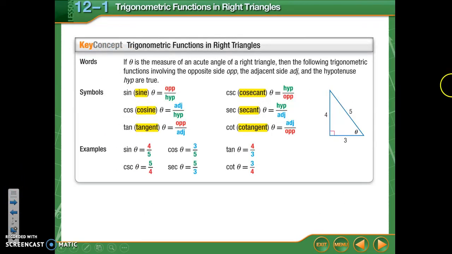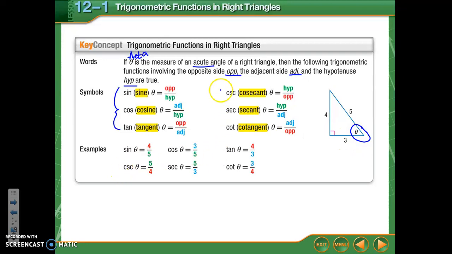All right, trig functions. You mostly learned about these three trig functions last year. If theta, remember this Greek letter is theta, is the measure of an acute angle of a right triangle, then these are the trig functions, and we define them using the opposite side of the triangle from that angle, the adjacent side, and the hypotenuse. So in this triangle, we are looking at this angle, theta. The sine is the opposite side over the hypotenuse. The cosine ratio is the adjacent side over the hypotenuse, so in this case 3 over 5. Tangent is opposite side over adjacent side, so in this case 4 over 3.